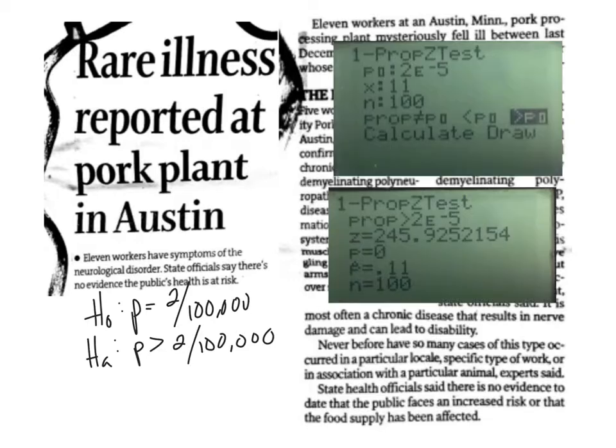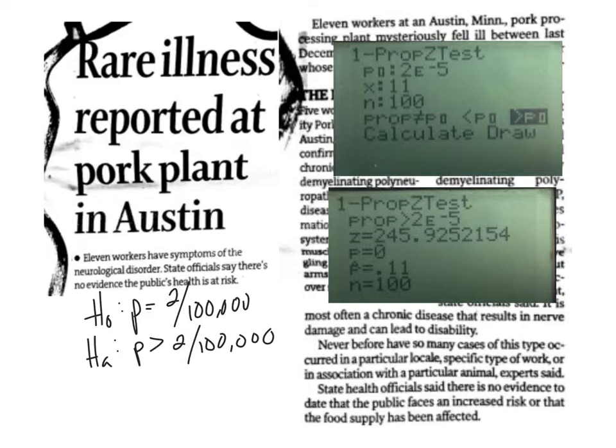So I did a 1 proportion z-test, 2 over 100,000, 11 out of 100, I did greater than, so you can see the results here. A z-statistic, and if you remember, the meaning of z is how many deviations away from the mean you are. 245 deviations, which the calculator rounds to a p-value of 0. So we would obviously reject the null, meaning in this plant we have evidence that the rate is much higher than it should have been, and very significant evidence, being as the p-value was 0.